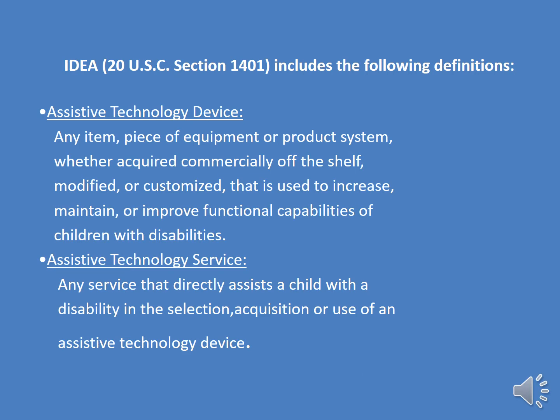IDEA has a very clear definition about assistive technology and assistive technology services. Assistive technology can be any device, whether it's acquired commercially, just off the shelf, or customized, but any device used to improve functional capabilities of children with disabilities. Whereas an AT service is any service that directly assists that child with the acquisition or use of an assistive technology device. So that would include the assessment process.